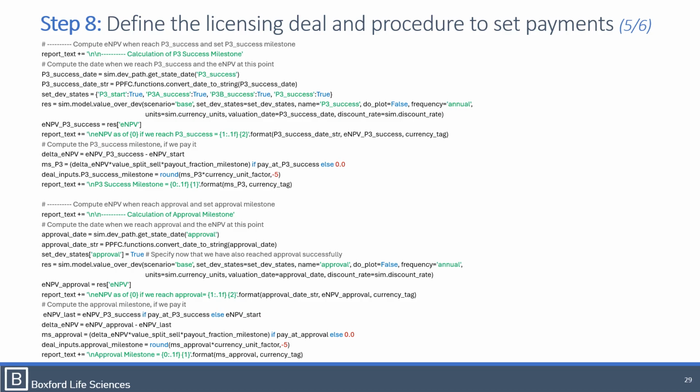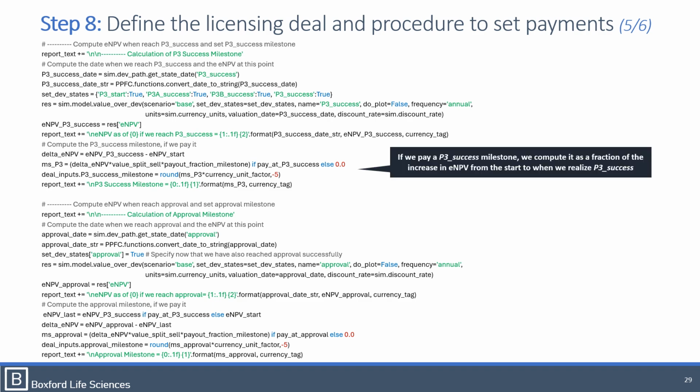To finish this design process, we now go through each one of the milestones and we do a similar calculation to see what each milestone payment should be. So for phase 3 success, we say, what's the date in the development path where we reach phase 3 success? How do I convert that to a string, which we use for reference later?